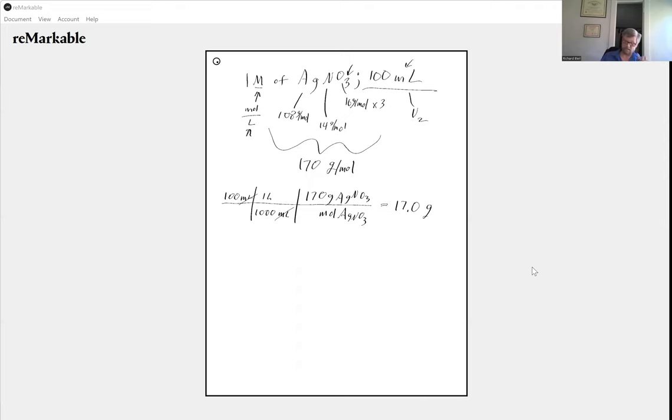Okay. So we end up with 17 grams. What is this telling us? This is telling us if we measure out 17 grams of silver nitrate and put it in 100 milliliters of water, has to be really pure water, has to be really clean glassware, or you end up with this cloudy solution. We want it clear. But if you do that, you will end up with 1 mole per liter of silver nitrate.